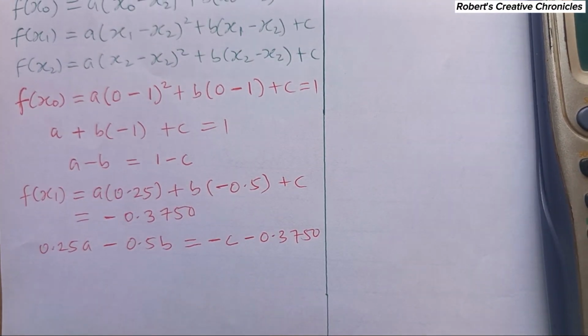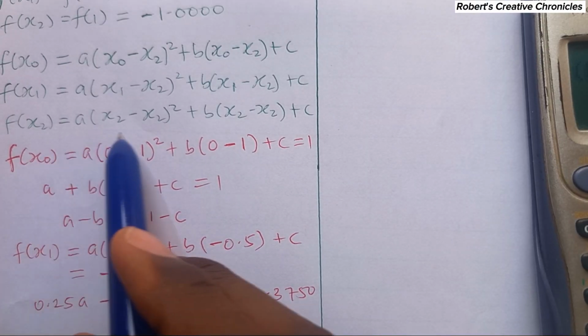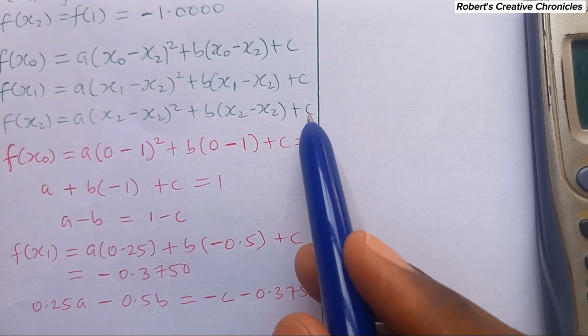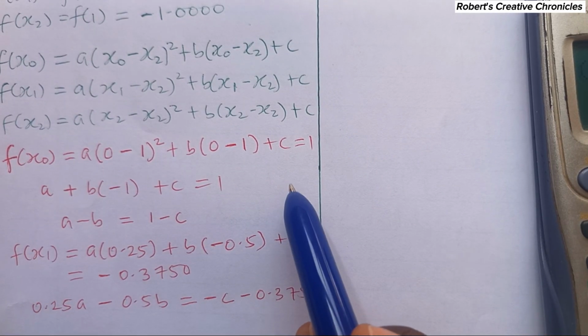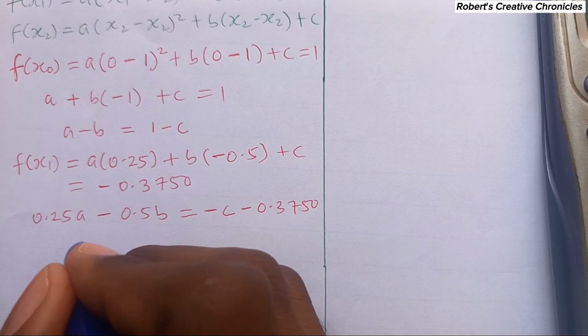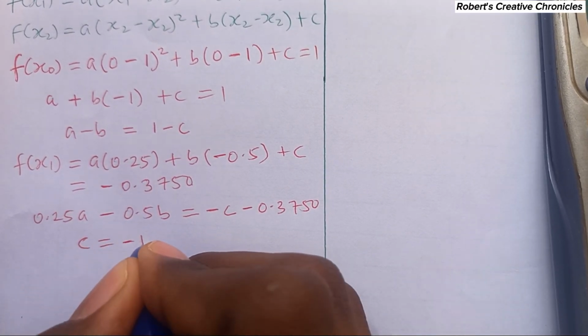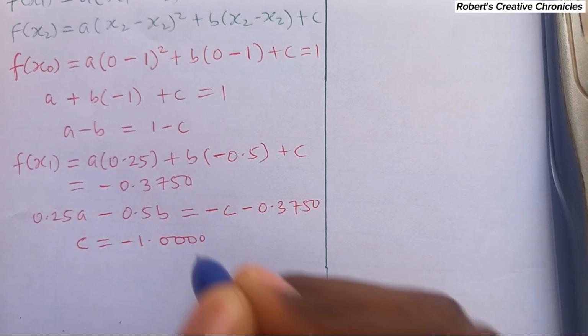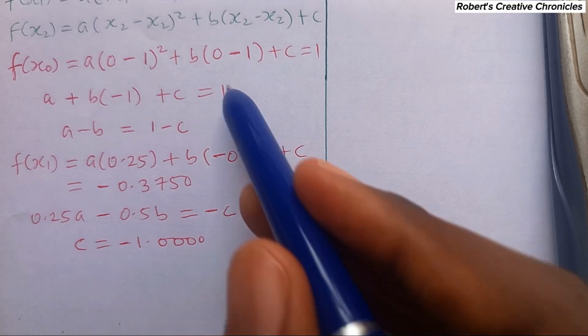This is the first, this is the second equation. Then the third one, f(x2): this one is 0 squared, this one is 0, so only c will remain. So c is equal to f(x2). What is f(x2)? f(x2) is negative 1. So c is equal to negative 1.